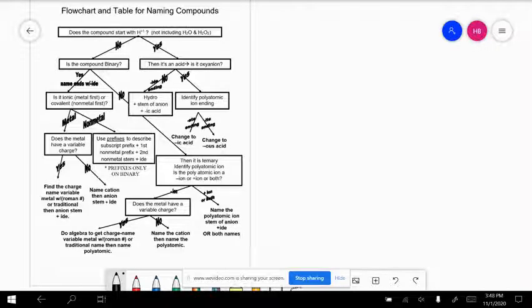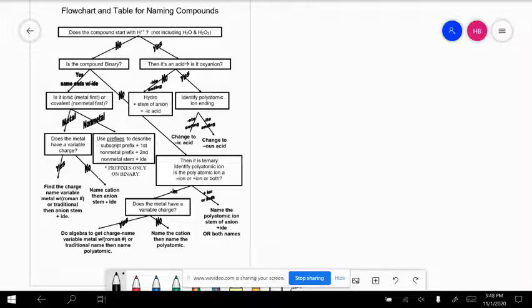Now we're going to learn how to name binary covalent compounds. Covalent compounds are different than ionic compounds. Ionic compounds are formed by the transfer of electrons from metals to nonmetals. Covalent compounds are formed by sharing electrons. Sharing electrons occurs when two nonmetals bond together.